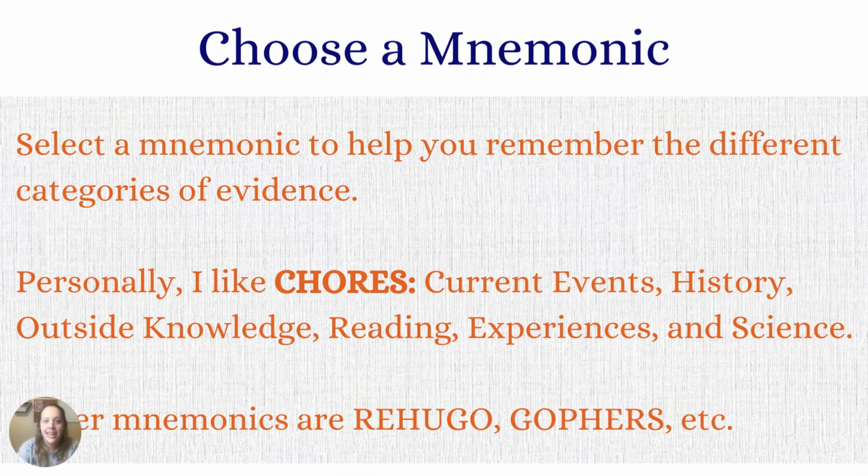When thinking about selecting evidence for an argument essay, AP Lang teachers like to use different mnemonics. And honestly, I think you just need to choose one. It doesn't really matter which one it is because essentially they all do the same thing. I personally like the one CHORES that stands for current events, history, outside knowledge, reading, experiences, and science. The reason I like this one is because it's pretty easy to remember and it covers a wide variety of topics.